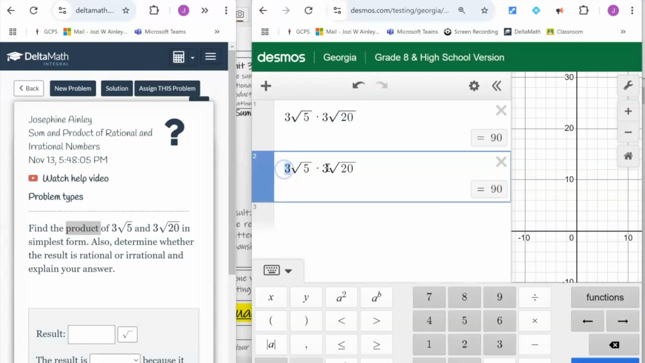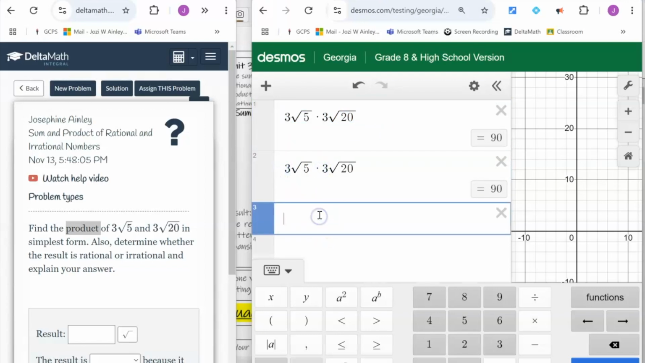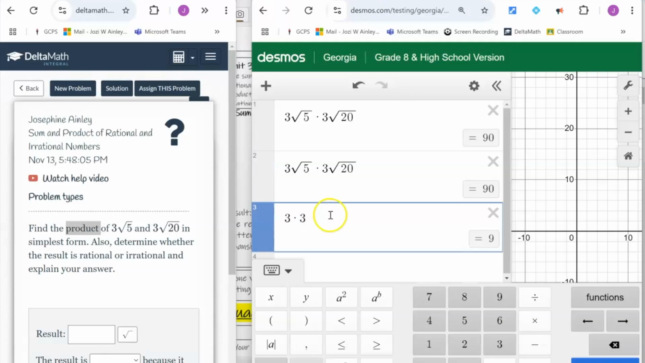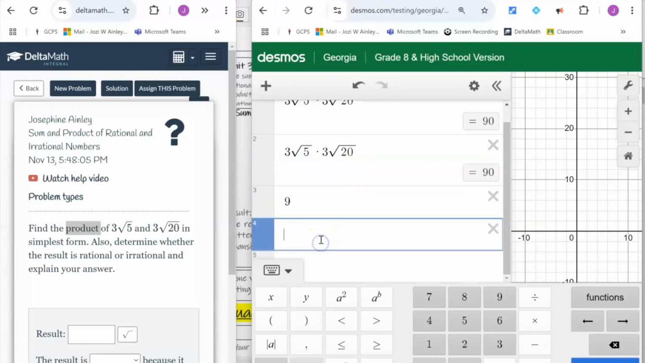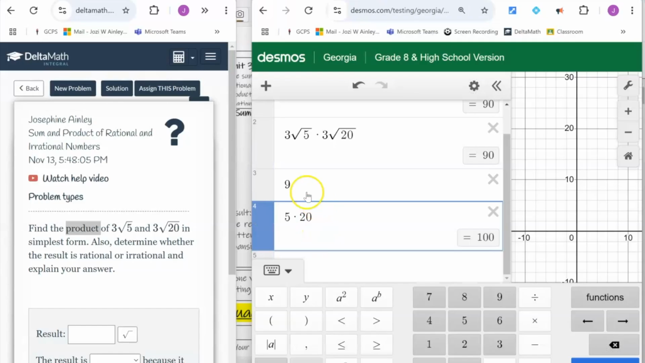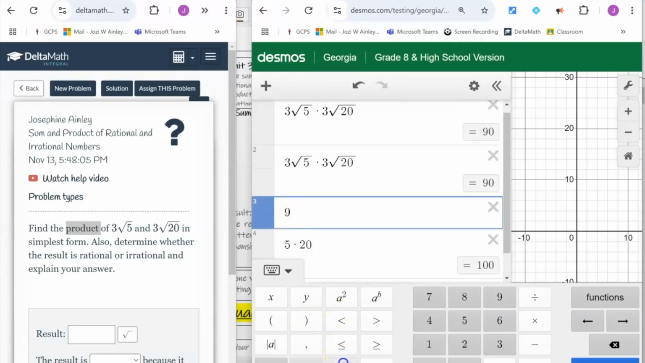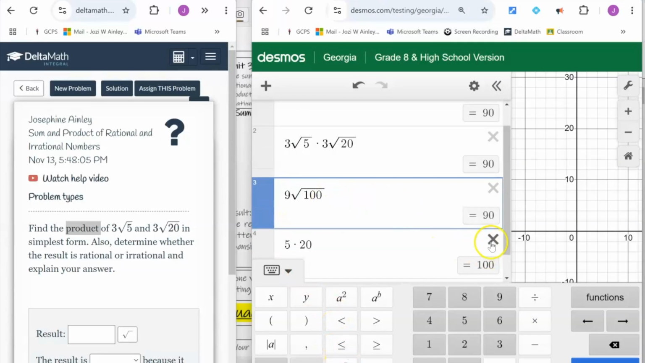So what is 3 times 3? Well, if you don't know, we're going to put it right in here. That's going to give me 9. So that's the coefficients, the numbers outside. Now I'm going to multiply this. 5 times 20. Again, if you don't know what that is, you just put it right in. It should be 100. So inside the radical, I have 100.